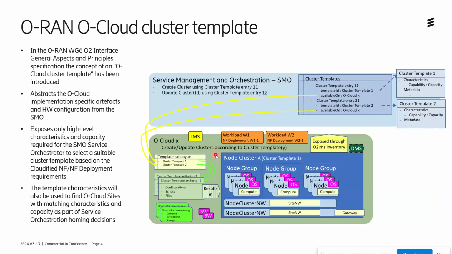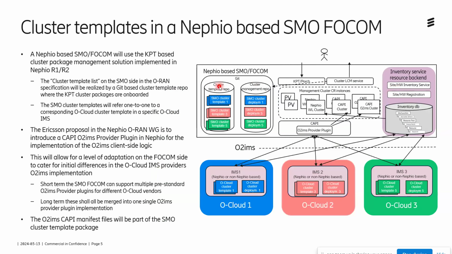Okay, no. As I said, on the O-RAN specification you have this OCloud level cluster template. This is the master one. Here you have all the artifacts. I mean, this is the template. You have a representation of that one up in Nephio with a number of exposed characteristics and capabilities and so on. Those are the ones we are storing in the cluster template repo.